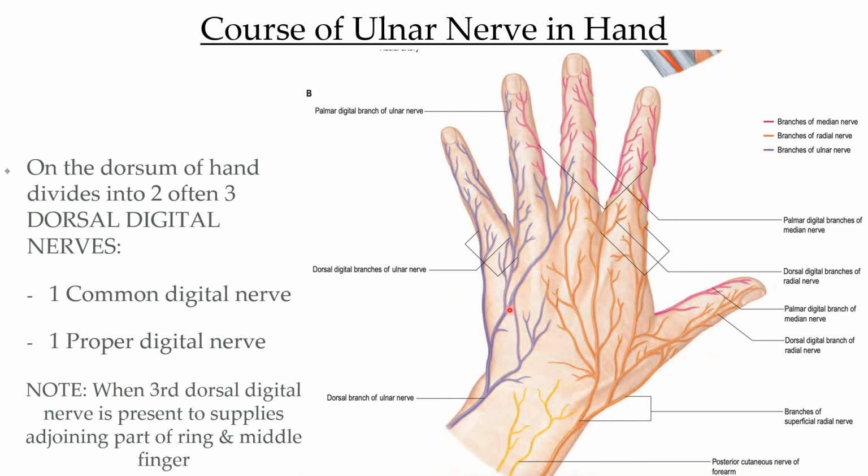I repeat, whenever this branch is present, the cutaneous nerve supply of the medial 2.5 digits is taken care of by the ulnar nerve, and whenever this branch is absent, the cutaneous nerve supply of only the medial 1.5 digits is taken care of by the ulnar nerve.